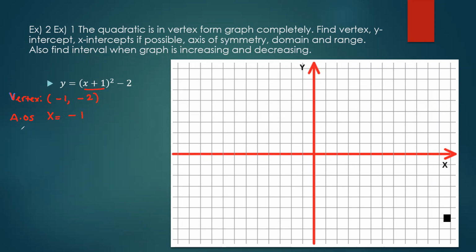The next thing I would find is the y-intercept because that's easy to find. You simply plug 0 into the function. So that would be 0 plus 1, squared, minus 2. 0 plus 1 is 1, squared is 1, minus 2 is -1. So your y-intercept is (0, -1).